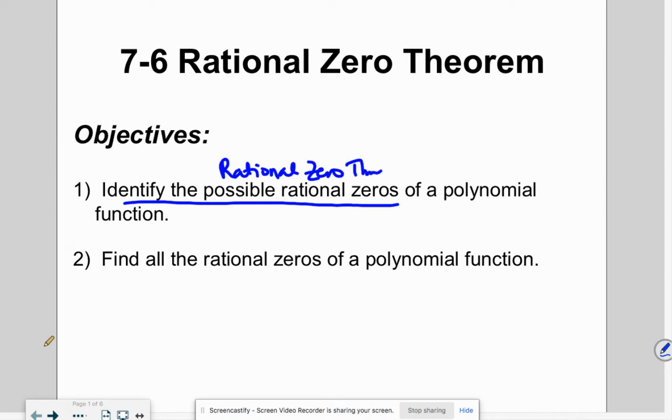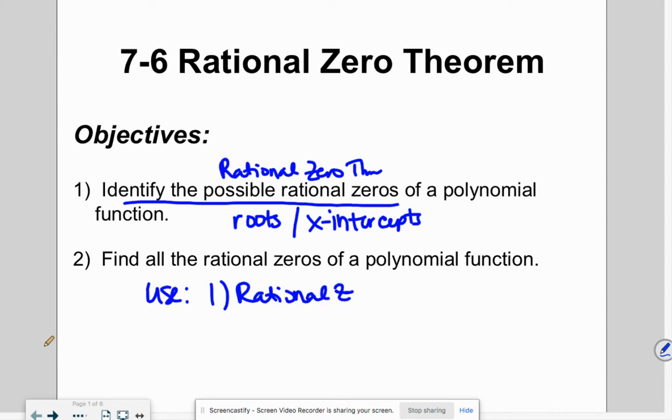And remember, rational zeros are the roots or the x-intercepts where the graph crosses the x-axis. So the rational zeros are the roots. They are all real. They are where the graph crosses the x-axis. We can find all the rational zeros of a polynomial function with these steps. We're going to use, number one, the rational zero theorem, okay? Which you'll hear about in a second.